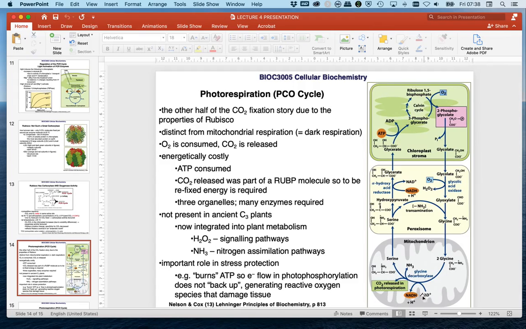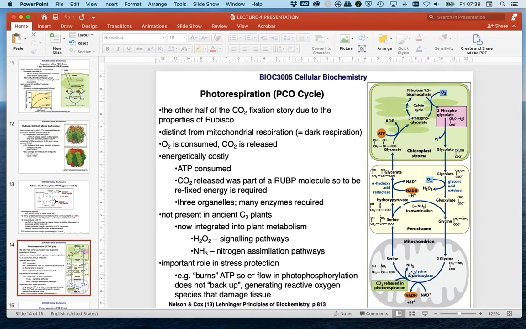And then have a look in the mitochondria, where the CO2 is released. At the same time, ammonia is released. And ammonia is used in nitrogen assimilation pathways to make other amino acids, okay, to make proteins, to make nucleic acids. Right? And photorespiration is also really important in stress protection.